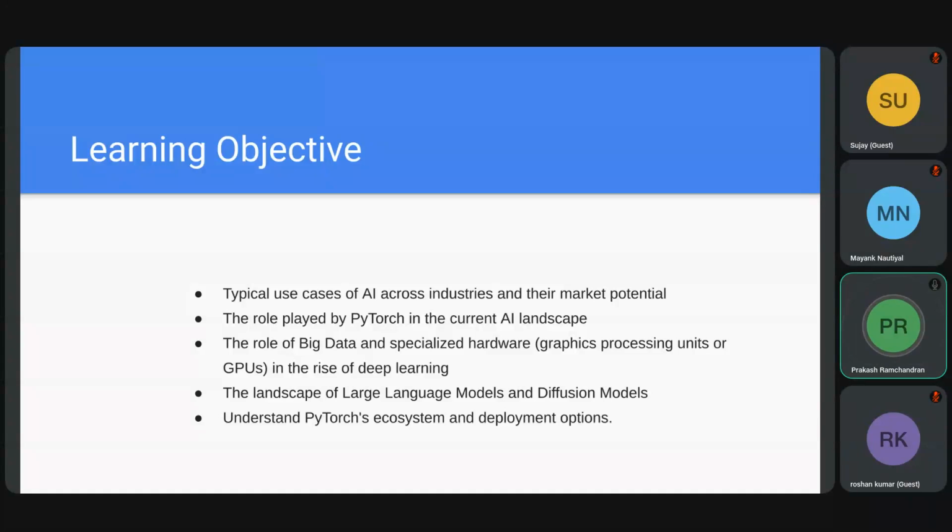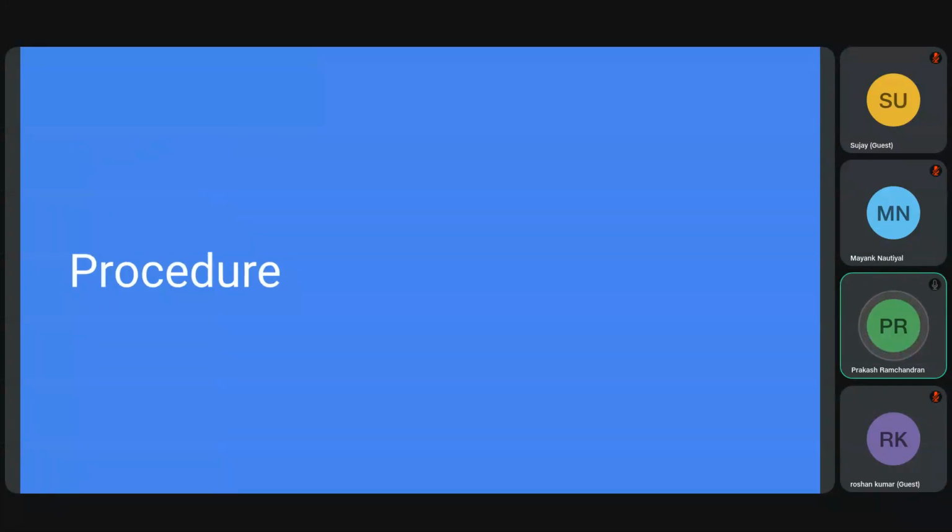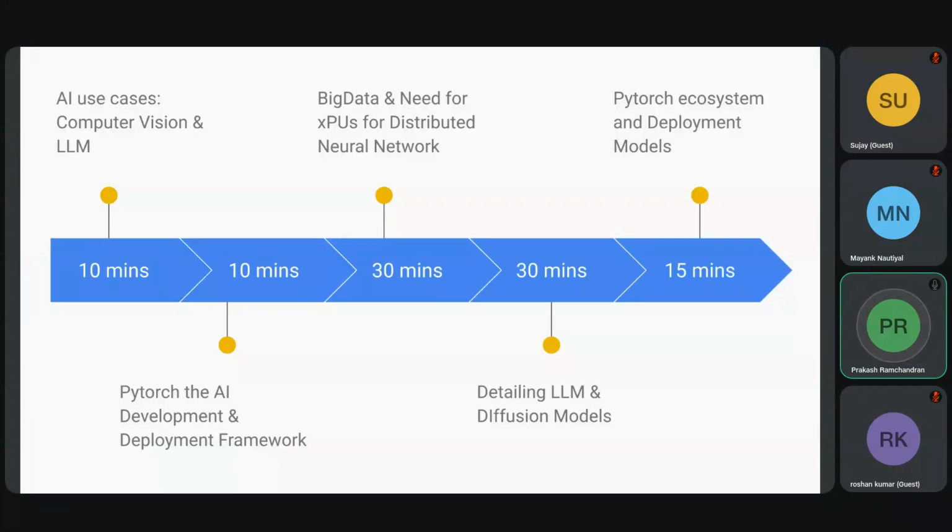Now, finally, the objective is to understand the PyTorch ecosystem and what the deployment options are. So let's start with it. Now that we have already spent around 20 minutes, I am just going to merge a lot of things here. But first, we'll look at all the use cases. Computer vision and LLM are the two use cases we are going to look at. Then we are going to look at PyTorch, for AI development and deployment, both. It's a framework we are going to talk about.